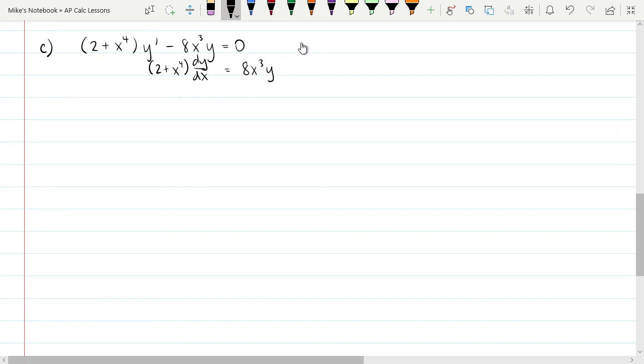Now I know that I need to get this y to the other side to be with its y. I need to get the 2 plus x to the fourth to the right side as well as the dx. Okay, so I've got three things that I need to move. So first, let's go ahead and multiply both sides by a 1 over y. Actually, before I do the dx, we're going to multiply both sides by a 1 over 2 plus x to the fourth. And we're going to multiply both sides by a dx.